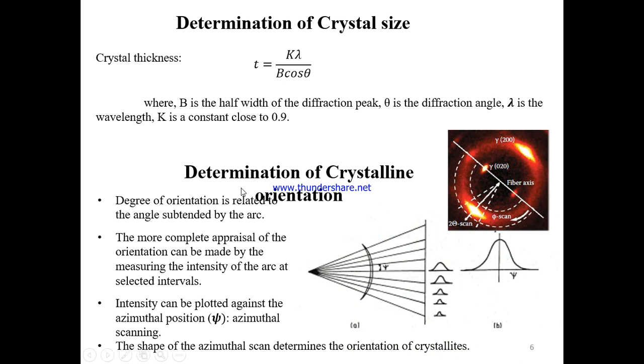Now come to the determination of molecular orientation. Azimuthal scanning is required. Azimuthal scanning is the scanning in angle. The azimuthal angle psi is shown here. If this is the arc, a bright arc, and if this is the center, then you can scan the intensity of the arc in the azimuthal direction or psi angular direction.